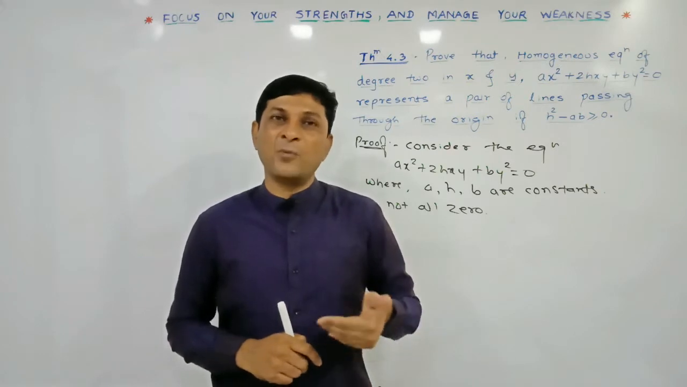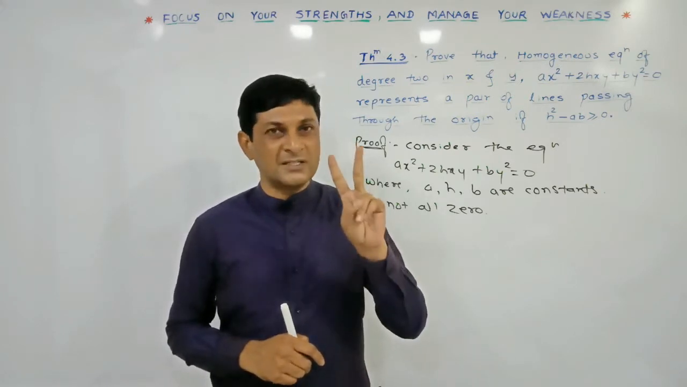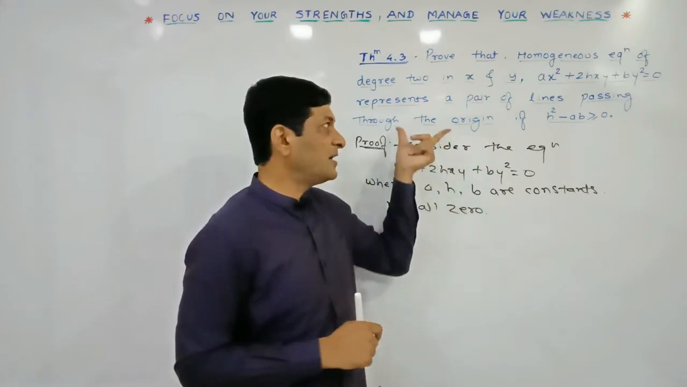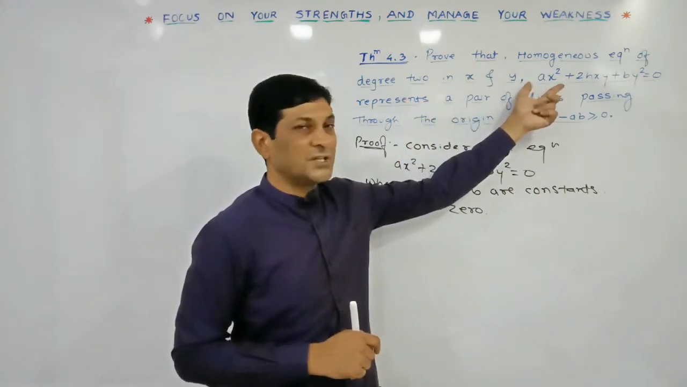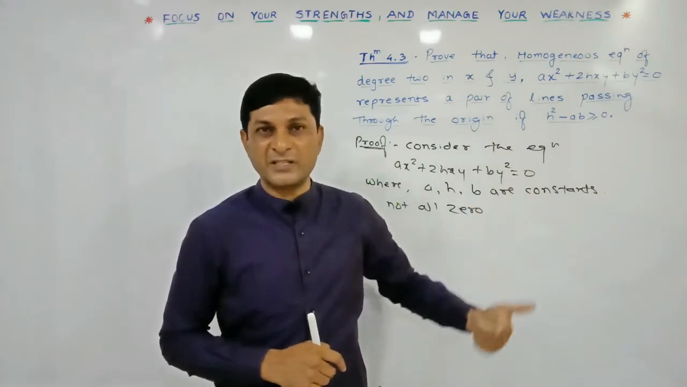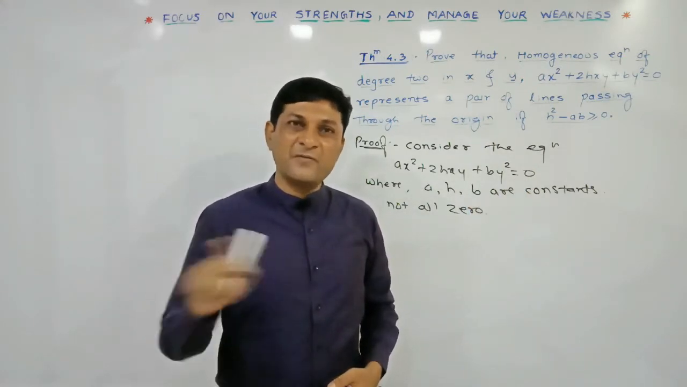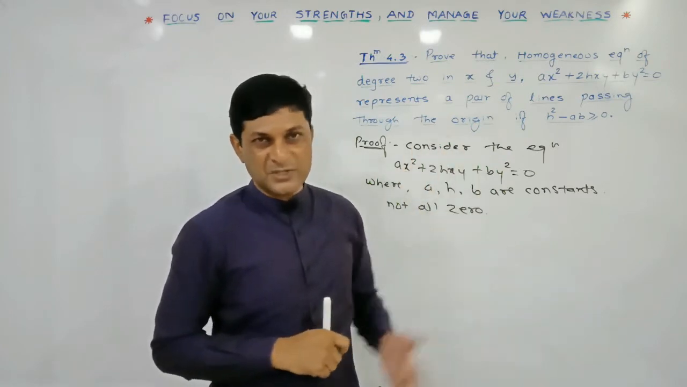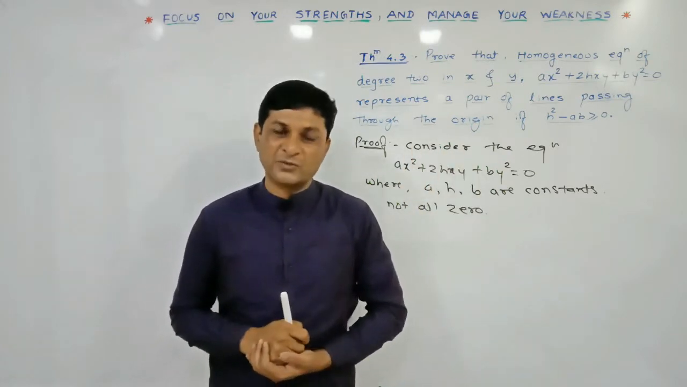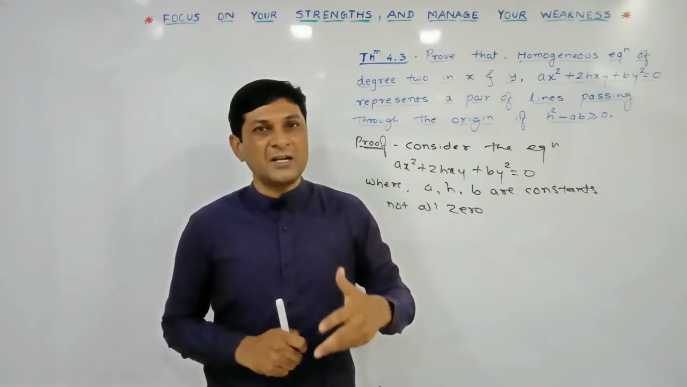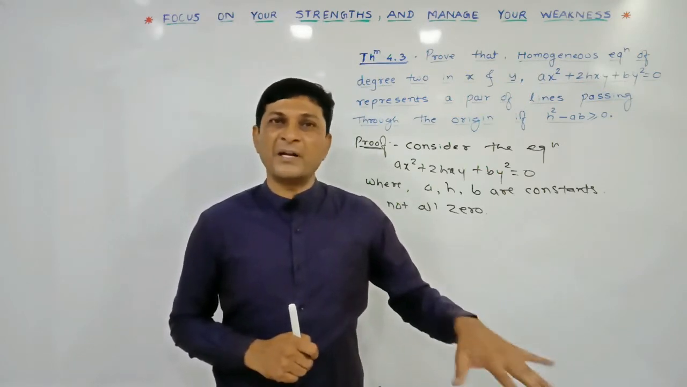But as far as our board syllabus is concerned, they have considered only two cases. By considering two cases, we will show that this homogeneous equation represents a pair of lines passing through the origin, and similarly in every case we can prove that this equation represents a pair of lines passing through the origin. We are also considering the cases given in our textbooks.